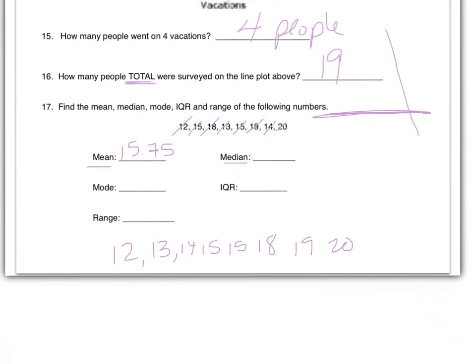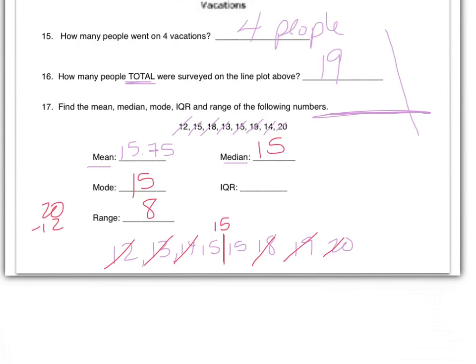Median, I have to put it in order from least to greatest and then find the middle. There's 2 in the middle, so technically my median, I would add that up and divide by 2, which is going to be 15. So there we go. My mode is the number most repeated, which is 15. So I'm going to go ahead and do the range. The range is the biggest minus the smallest, so 20 minus 12, and I get 8.